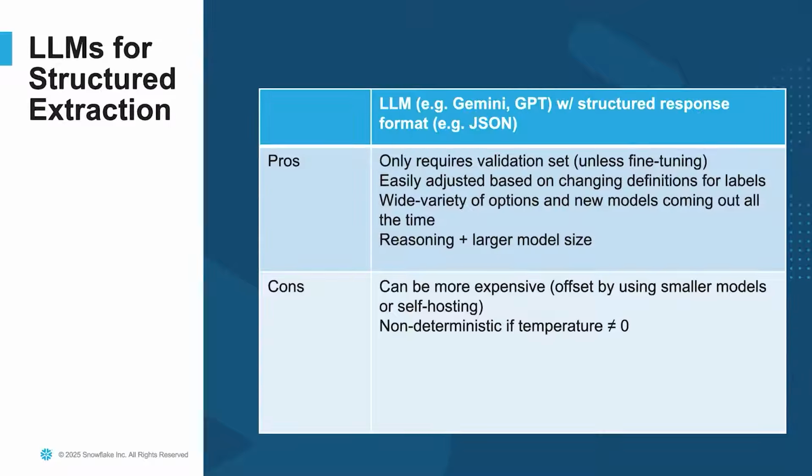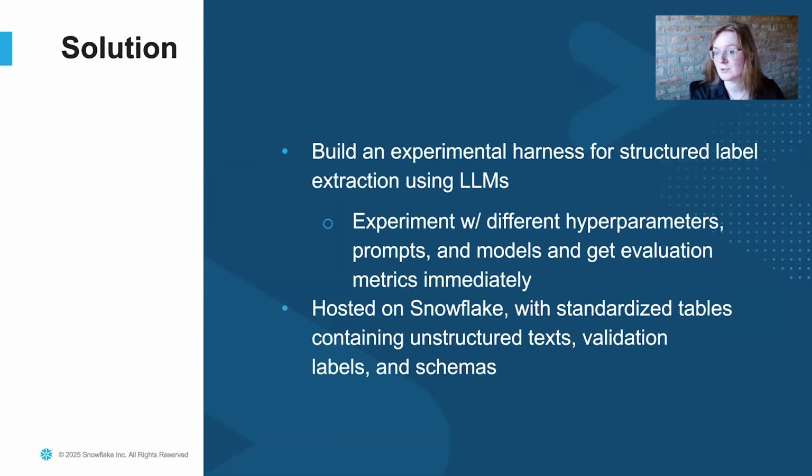Some of the cons are that it can be more expensive. This can be offset by using smaller models, like GPT-5 Mini instead of GPT-5, or you could self-host an open source model, something like Llama or Qwen. Both of these are more economical options. Another problem is that it's non-deterministic if temperature isn't 0. So if your temperature isn't 0, you might get different responses for the same report across different runs.